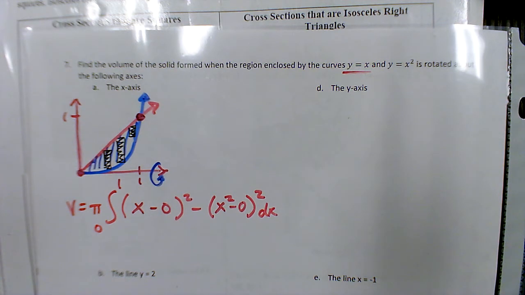Alright, you could probably do this one by hand, but for space purposes and maybe time purposes, if you want to use your calculator, that's okay too. Notice how this would just be x squared minus x to the fourth, and you'd have to integrate those. Those are easy for you.